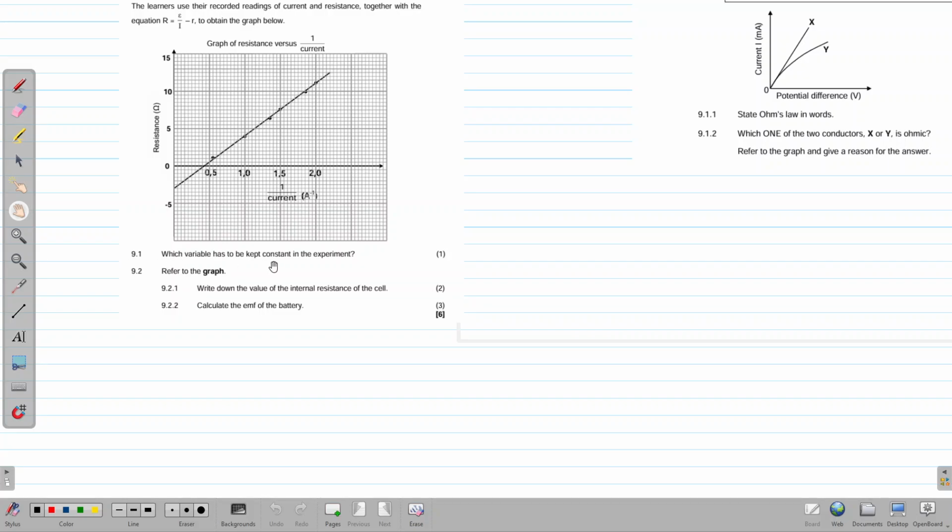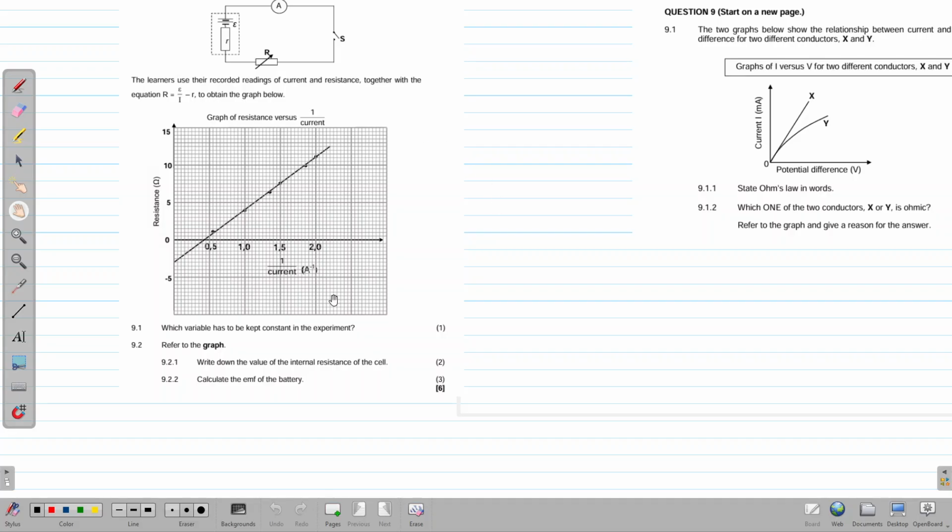And then you answer these questions: which variable must be kept constant during the experiment? And then I'm going to refer to the graph. And then write down the value of the internal resistance of the cell. I think by looking at this equation, when you write it in the form of y is equal to mx plus c, and noting that what's on the y-axis is resistance and what's on the x-axis is 1 over current, then this should be trivial. And then you calculate the EMF of the battery.